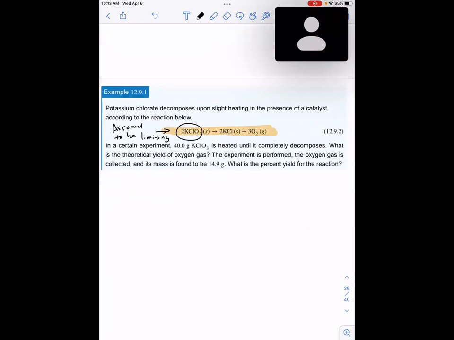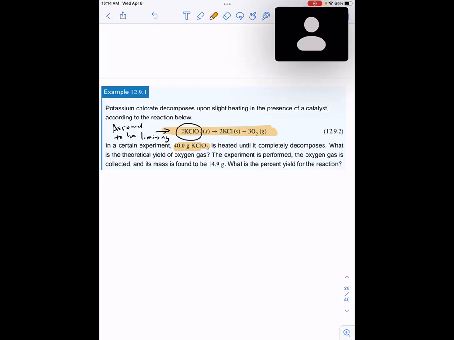Look at the question. Potassium chlorate decomposes upon slight heating in the presence of a catalyst according to the reaction below. In a certain experiment, 40 grams of potassium chlorate is heated until it completely decomposes. What is the theoretical yield of oxygen gas? The theoretical yield we calculate just based on what we have. We have 40 grams of potassium chlorate, a balanced equation, and a way to go from grams to moles, because with stoichiometry, we can figure out how much oxygen we're going to get from KClO3.